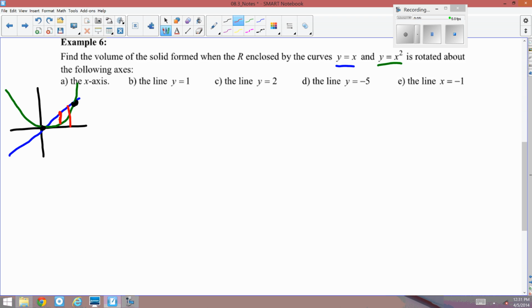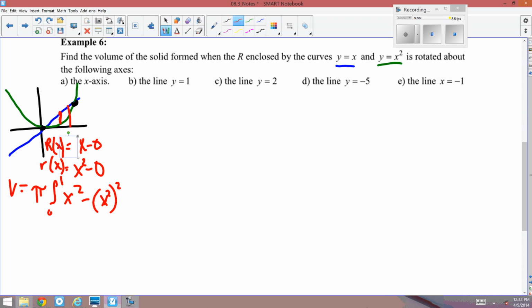My big radius in the first example is going to be the blue x minus 0. My little radius is going to be x squared minus 0. So now I can just come up with my equation. Volume equals pi times the integral from 0 to 1 of my big radius squared minus my little radius squared dx. Okay, so simplifying this one's easy enough. I'll take the time to do that.